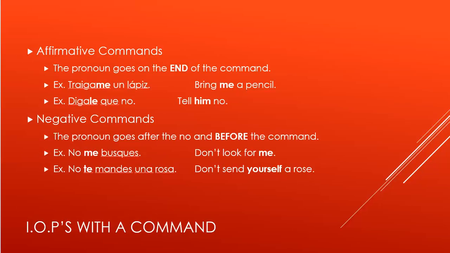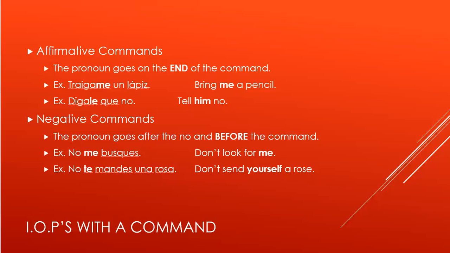Okay, indirect object pronouns with a formal command, the same as before. For an affirmative command, the pronoun goes on the end of the command. For example, tráigame un lápiz. Bring me a pencil. Me went on the end of traiga, or on the end of the command. Second example, dígale que no. Tell him no. Le, meaning him, went at the end of the command.